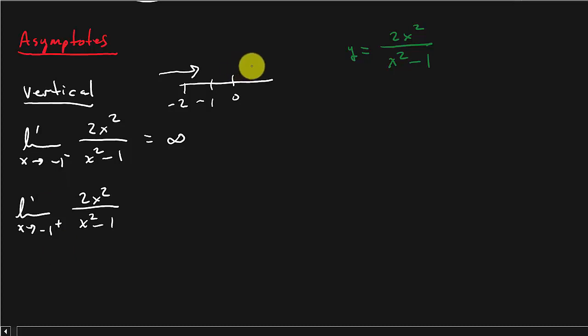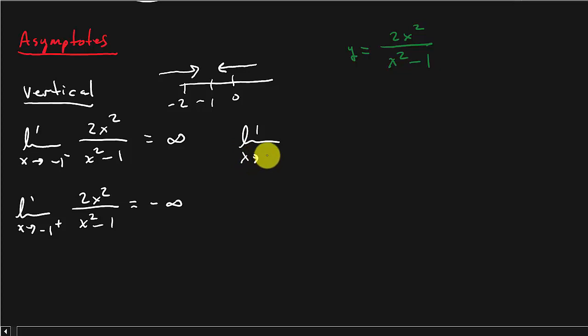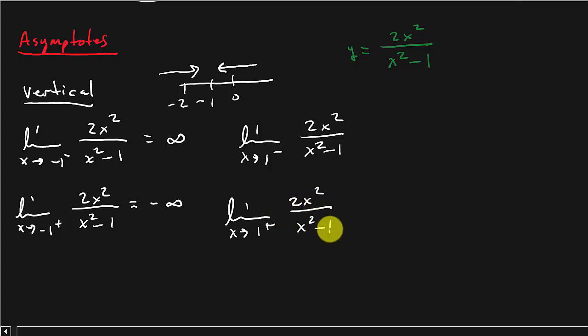And so this one, if I'm coming in from the right here, that's numbers like -0.9999. So you can see this is going to still be around 2 on the numerator. The denominator is going to be like -0.00001. So this one is going to -infinity. And then we will do the same thing. The limit as x approaches 1 from the left of 2x squared over x squared minus 1. And the limit as x approaches 1 from the right of 2x squared over x squared minus 1.